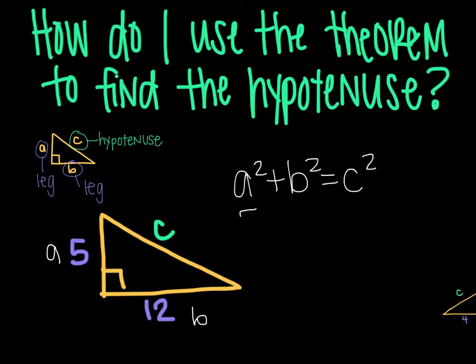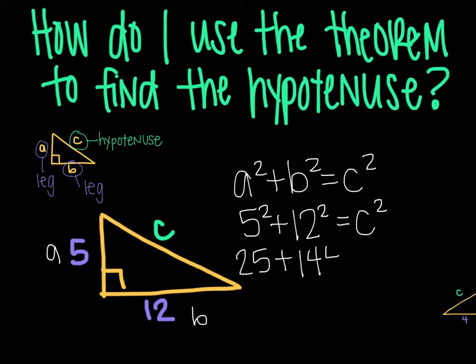So a is 5, so 5 squared, plus b is 12, so 12 squared equals c squared, which we don't know. 5 squared is 25, plus 12 squared is 144 equals c squared. Then I'm going to add these terms together, so 25 plus 144 will give me 169 equals c squared.